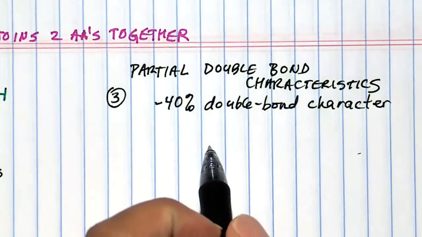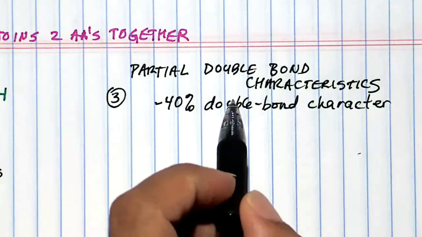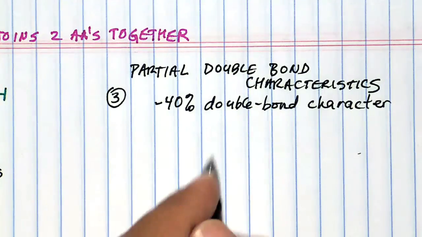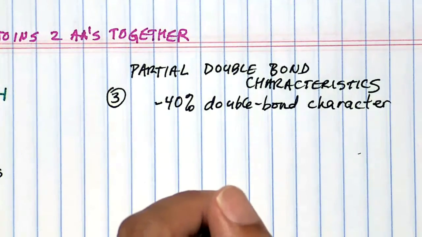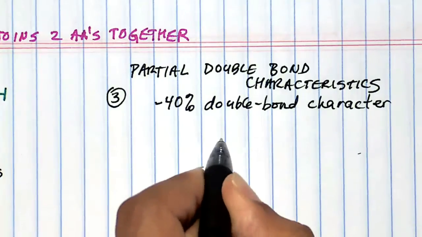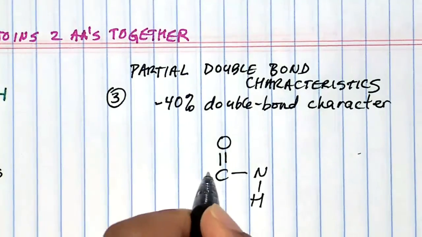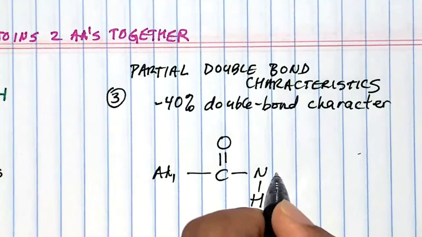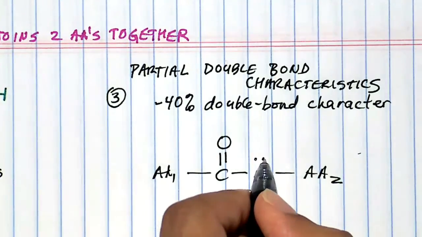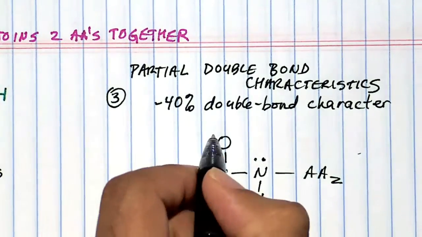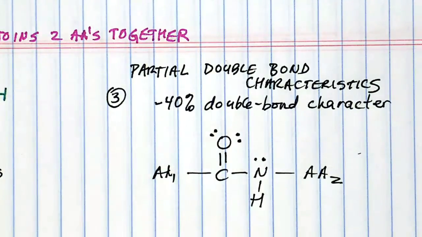So if we delve into this a little bit more, we'll find out why there is a rigidness to the peptide bond and why there is a partial double bond characteristic, where that double bond character comes from. It comes from the fact that here is our peptide bond again. Here is amino acid 1. Here is amino acid 2. There's a lone pair of electrons on the nitrogen, and there are two lone pairs of electrons on the oxygen.